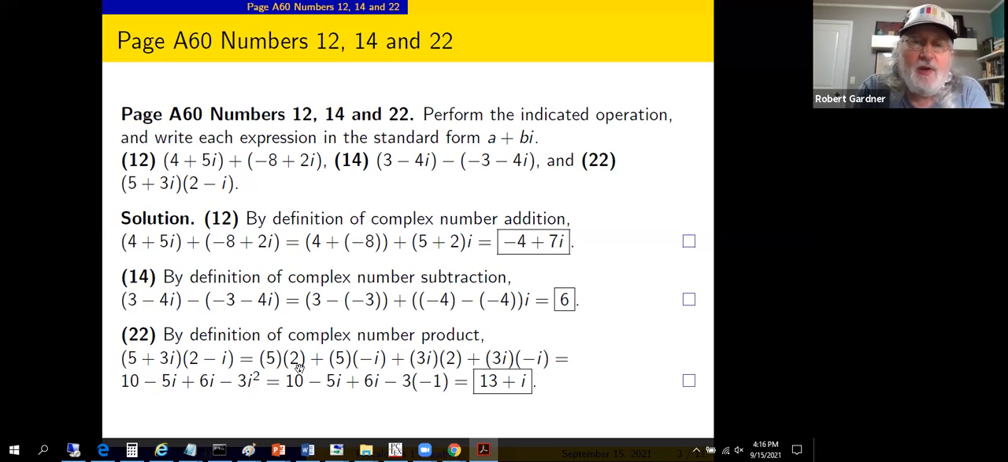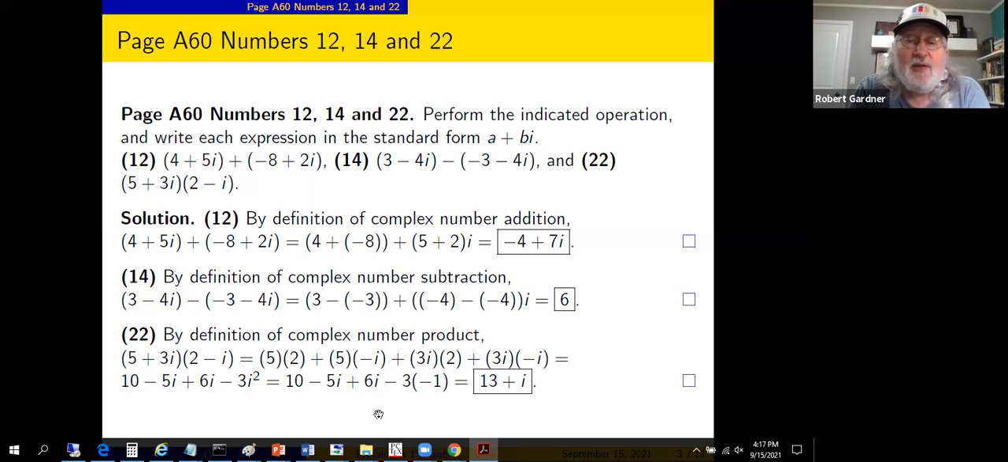Simplify it a little bit. 5 times 2 is 10. This gives -5i, right? 6i, multiplying here. And -3i squared. You know i squared is -1. That's how all this stuff started.